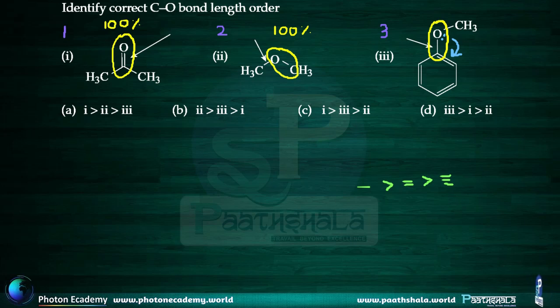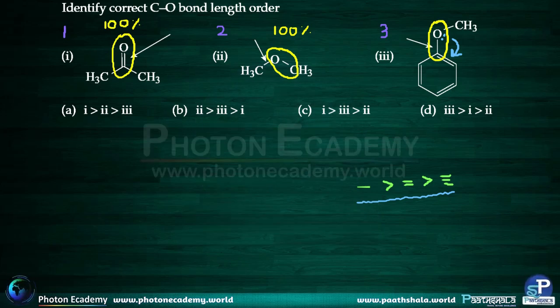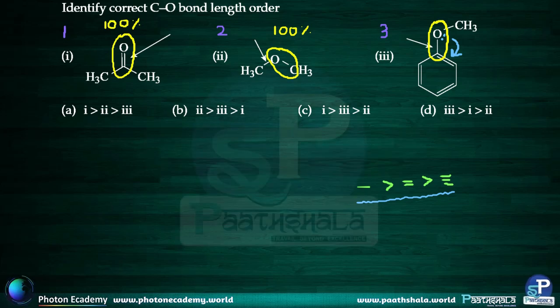Now the general concept was that the length of a single bond will be the highest. So what we can say is that organic compound 2 is a 100% single bond. So it will have the highest bond length. Then we have a carbon oxygen single bond in organic compound 3, which is acquiring a certain double bond character. And then we have a 100% double bond. So in this case, the length of the carbon oxygen double bond, which has a 100% double bond character, is going to be the shortest.